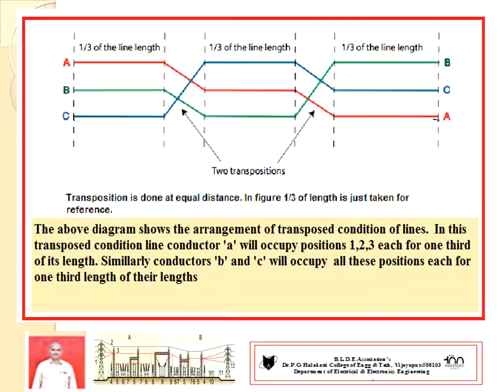A conductor first position. After 1/3 length, it goes to the second position. After 1/3 length, it goes to the third position. Respective changes in all three conductors will take place. Such an arrangement of the transmission line is called the transposed condition of three-phase line arrangement, as shown in the figure.